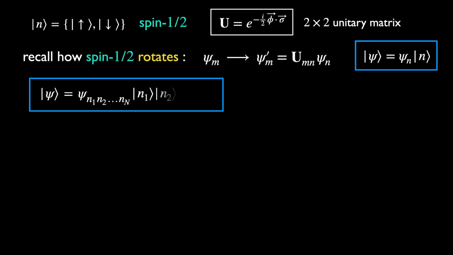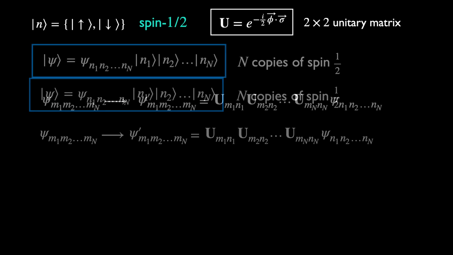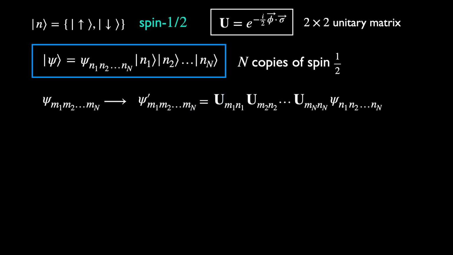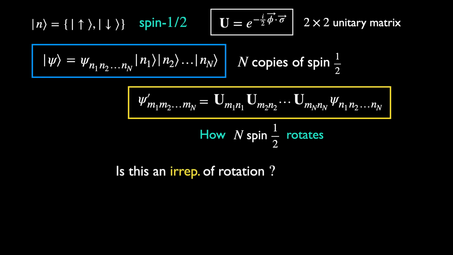Let's get back to our task of constructing higher spin states out of copies of spin halves. Earlier, we have figured out that the components of such a multi-copy state rotate like a tensor, with each index rotated by the matrix U. In our case, these are the 2x2 unitary matrices in the spin-half state space. The next question to ask is: is this an irreducible representation of rotations? In other words, would we be able to extract the j-multiplets out of state psi?